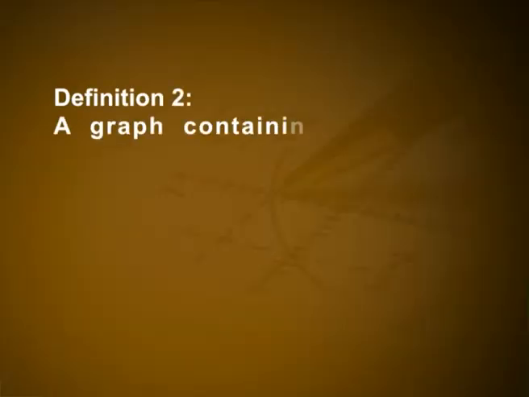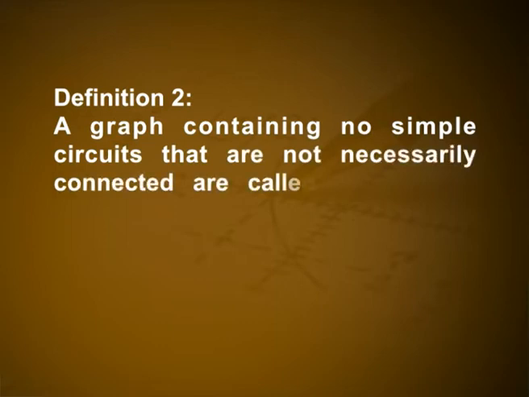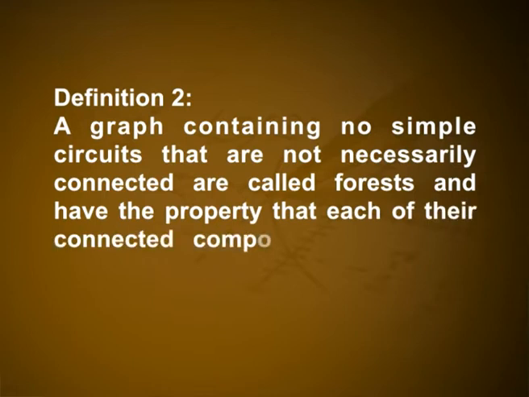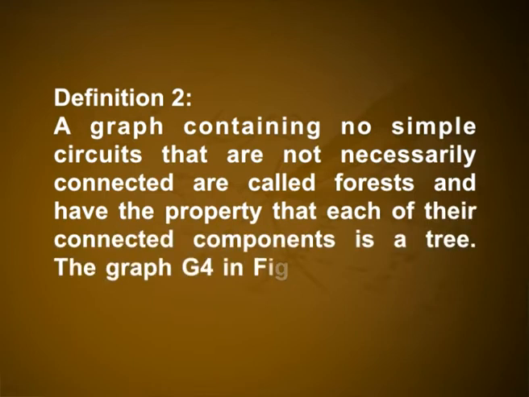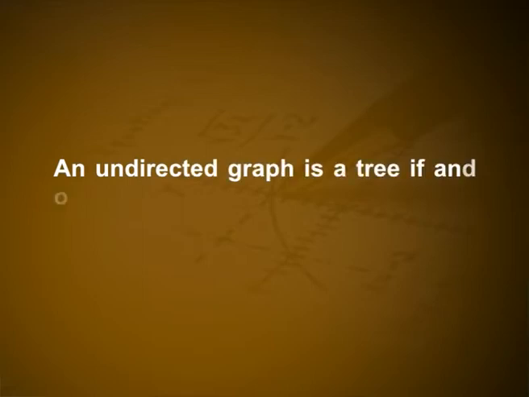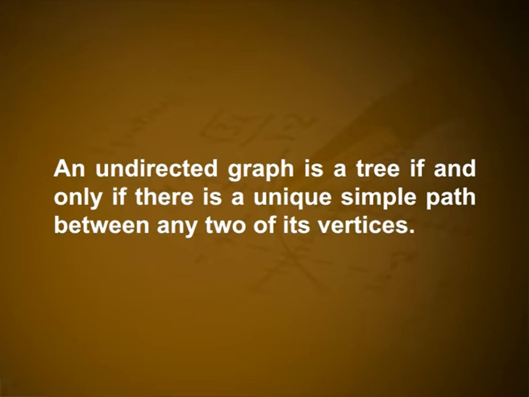Definition 2. Graphs containing no simple circuits that are not necessarily connected are called forests, and have the property that each of their connected components is a tree. The graph G4 in figure 1 is a forest with two components. Theorem 1. An undirected graph is a tree if and only if there is a unique simple path between any two of its vertices. Proof.